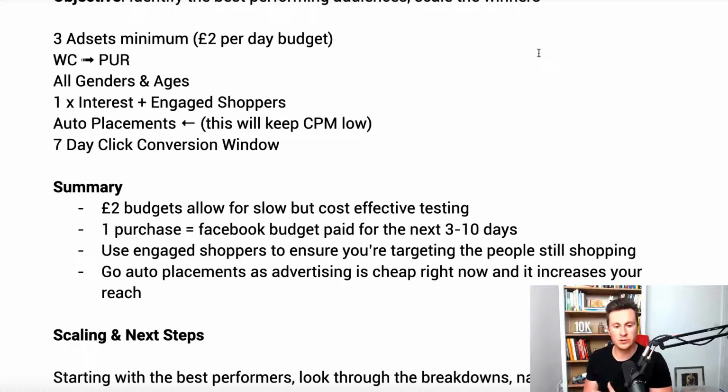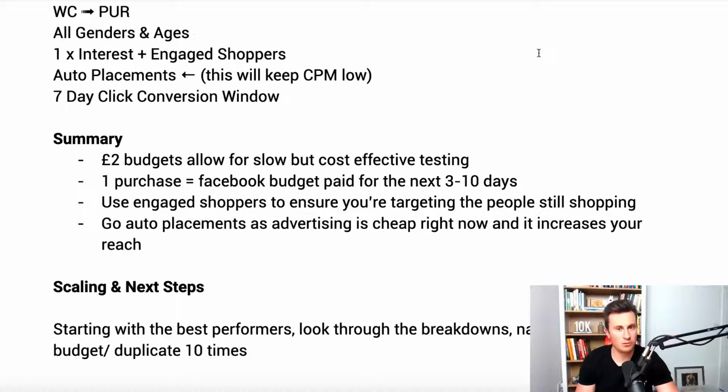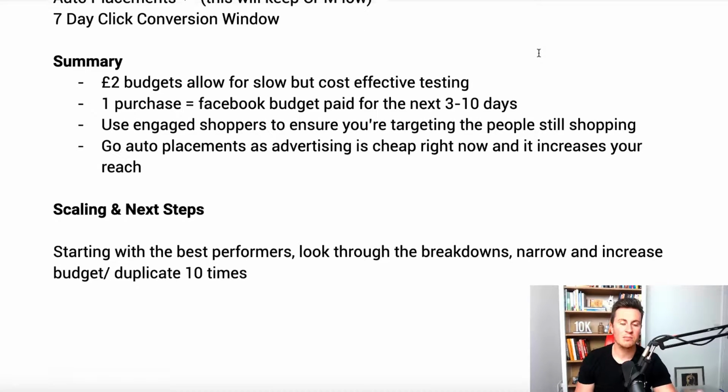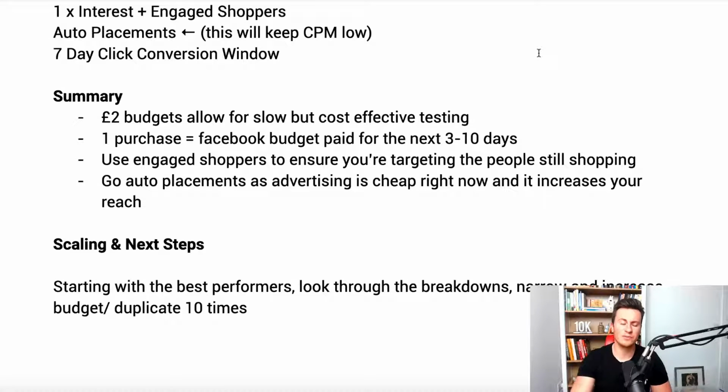And then the last point, auto placements. By selecting this, you open up those cheaper places, those less competitive places to advertise, which in turn increases your reach for the same budget and makes your CPMs cheaper. Now, if you're thinking those places such as audience networks, etc., are cheaper because they're low quality and you don't get the conversions, you may be right, which is absolutely fine at this point. Because we haven't spent a lot of money and we're simply testing, this is where scaling and the next steps come in, which is, start with the best performers.